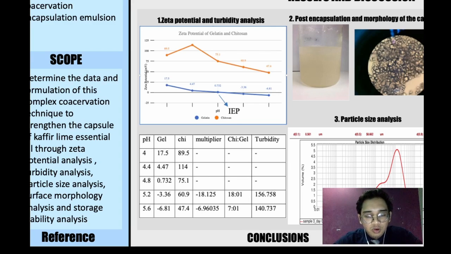So we mix both gelatin and chitosan together at the corresponding pH and put them under UV-Vis to identify the turbidity. After the turbidity analysis, we found that pH 5.2 has the highest turbidity, which means it has the highest electrostatic forces. So we choose it as the operating condition for the encapsulation process. So pH 5.2 with a chitosan to gelatin wall ratio of 18:1 will be chosen for the encapsulation process as operating conditions.